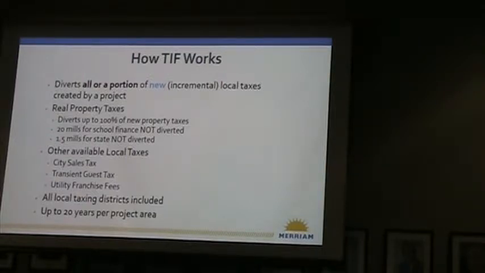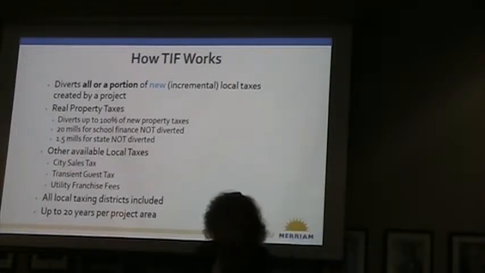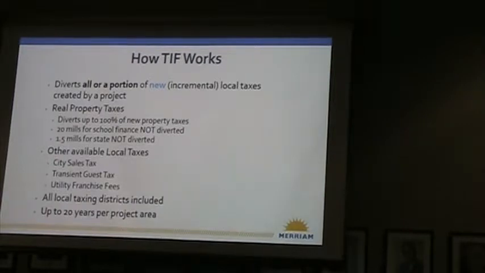There's also other available local taxes. Well, we usually hear about property tax TIF. There are city sales tax TIF, transient guest tax, which is our bed tax on our hotels, utility franchise fee taxes that you can TIF. And all local taxing districts are affected, meaning that anyone that has a mill, except for those exempted categories being the 20 for school, 1.5 for the state, is up for the partnership. That means that your school districts, your library, your county, your community college, those are all up for partnering in the redevelopment or development project.